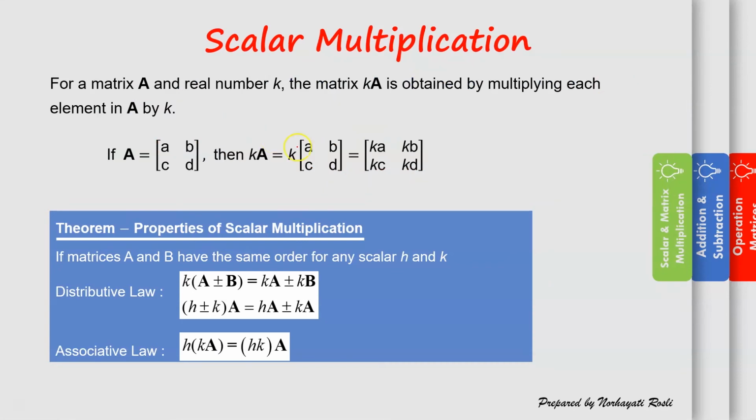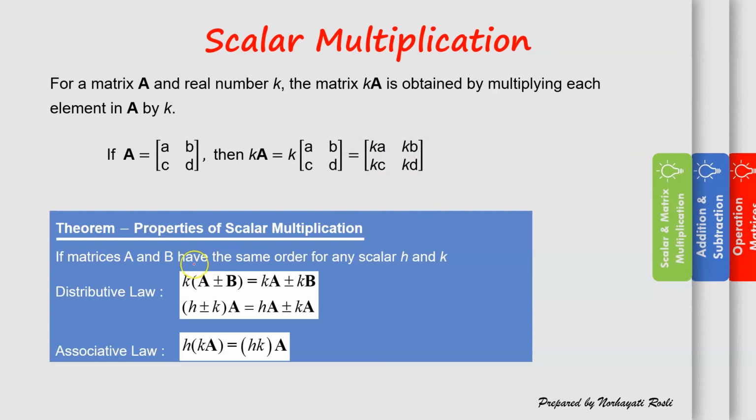Next, we go to another concept of the matrices, which is scalar multiplication. For a matrix A and a real number K, what does it mean by real number K? It is actually just a value, a number. The matrix KA, this real number multiplied by this A, is obtained by multiplying each element in A by K. So if we have here A with elements A, B, C, and D, this K times this A, K will multiply with each element of the matrix. We'll get here KA, KB, KC, and KD.